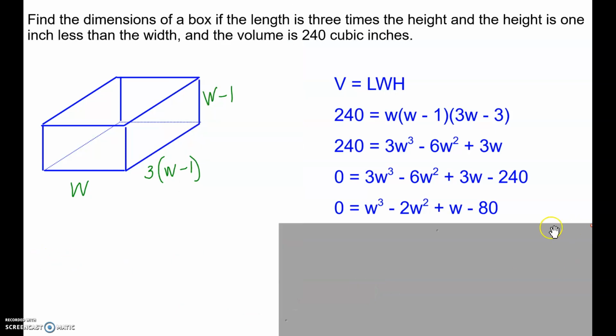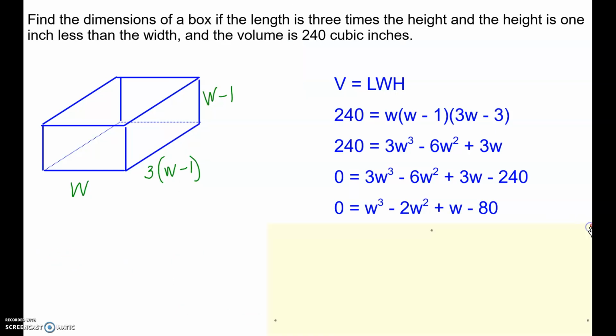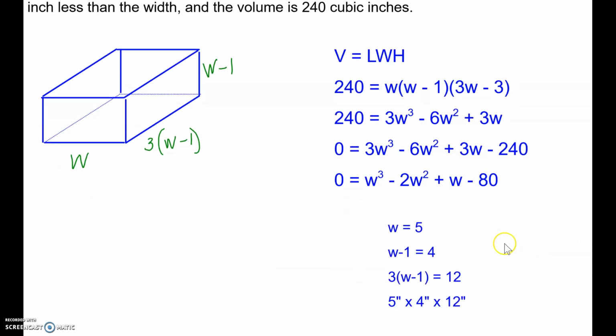So now I know what my x value is. I can go ahead and substitute into the other dimensions and get my w minus 1 is going to be 4. And then my 3 times the w minus 1, well, 4 times 3 would be 12. So the dimensions for this box would be 5 by 4 by 12.